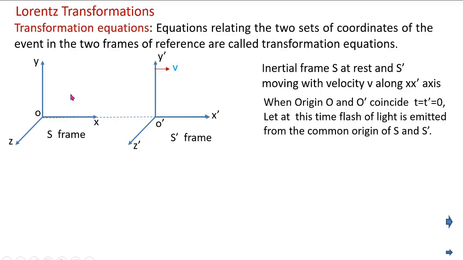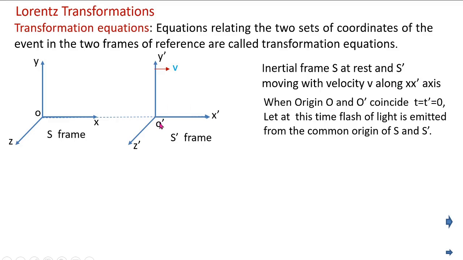One observer is at rest in the S frame of reference and another observer is in motion in the S dash frame of reference. When the origins of these two frames of reference coincide, let time t is equal to t dash is equal to 0. This t is the time recorded by the clock in the S frame of reference and t dash is the time recorded in the S dash frame of reference.